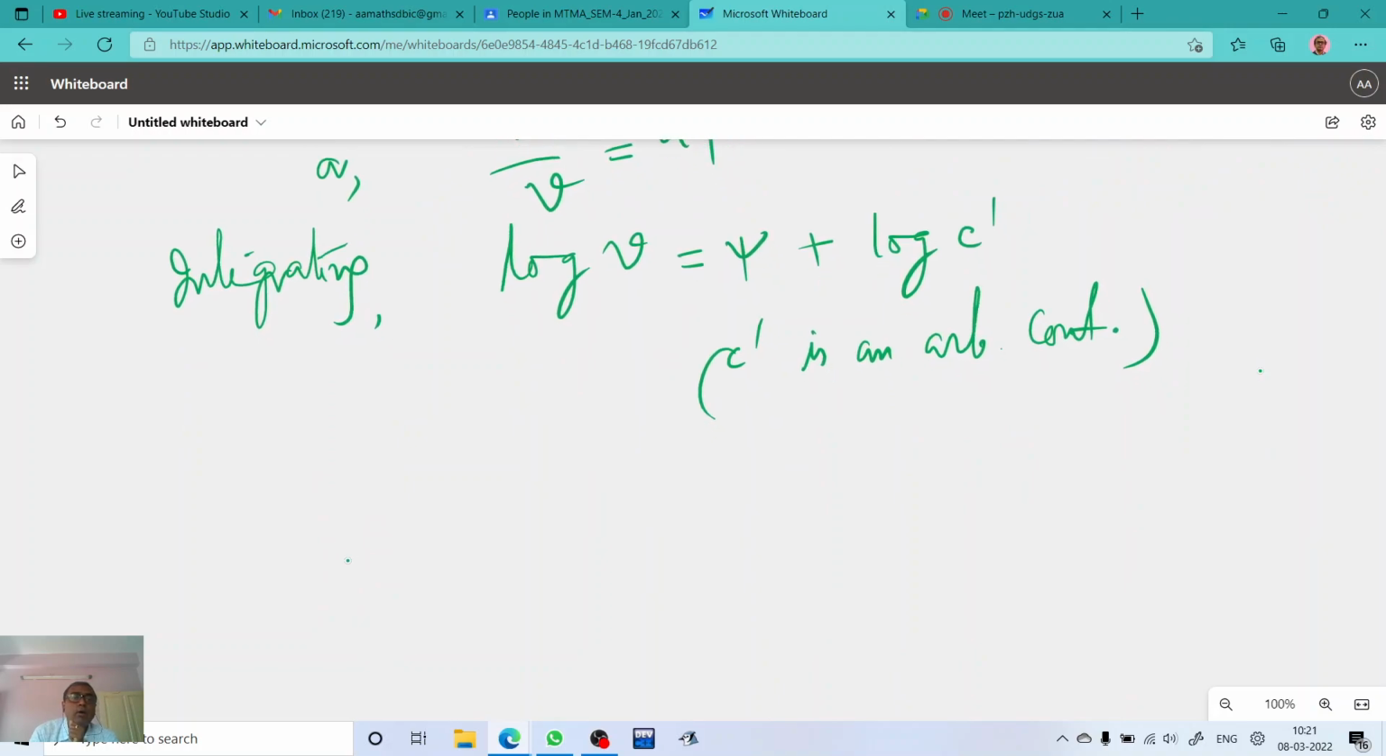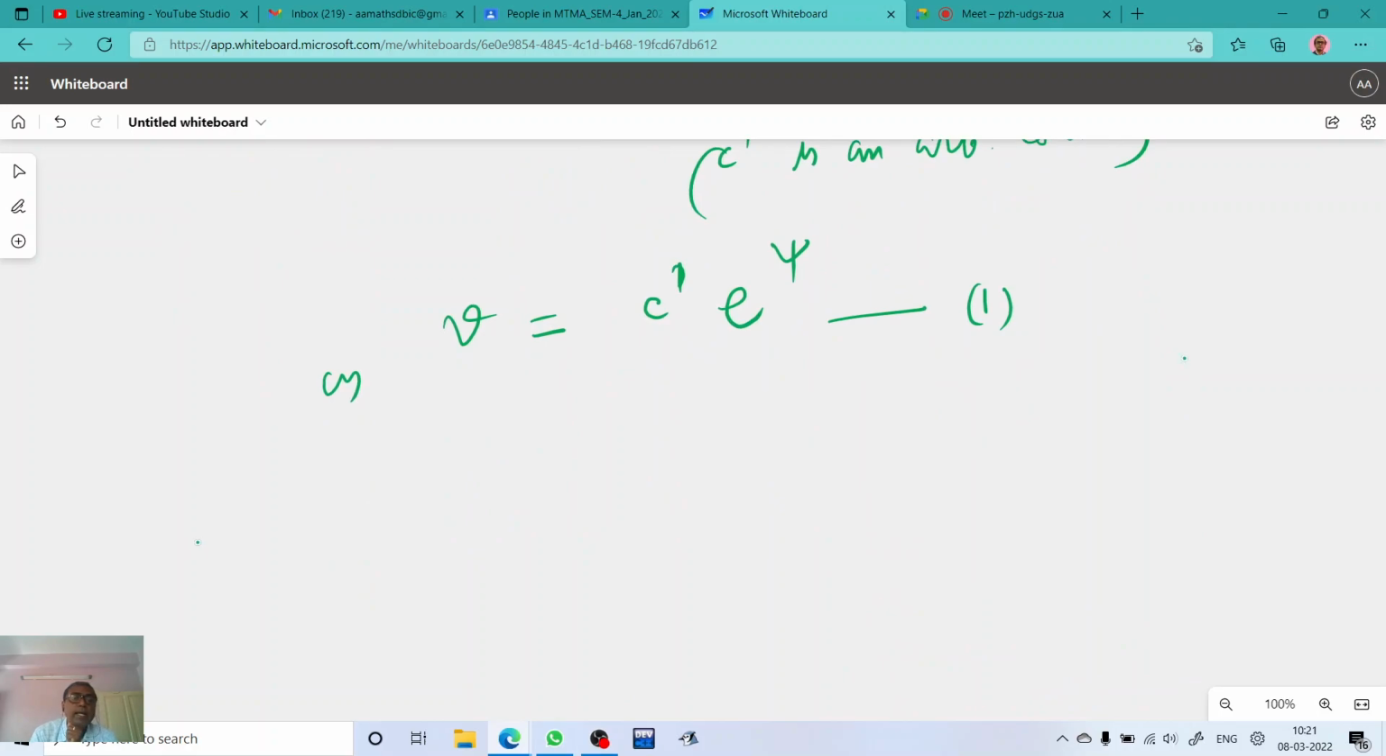Next, v equals c dash into e to the power psi. Call it equation 1. Again, we have that the velocity varies as e to the power tan inverse s. This condition is given.